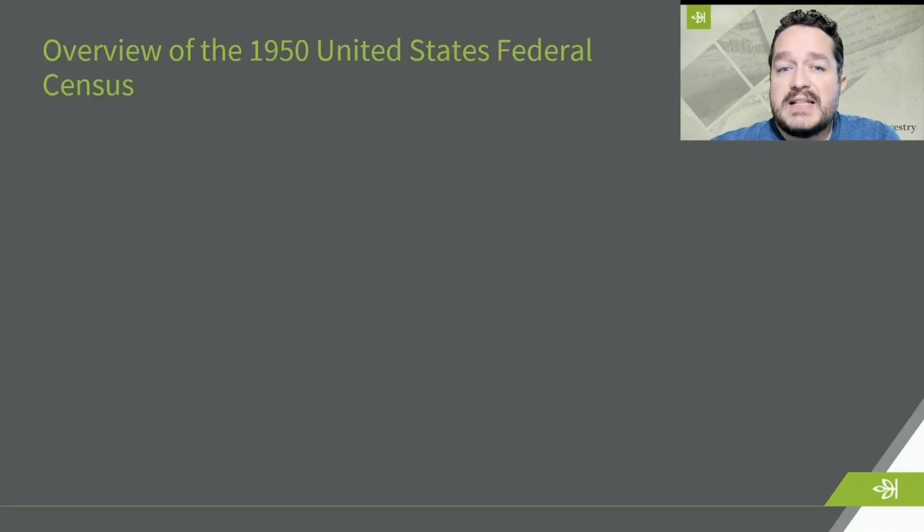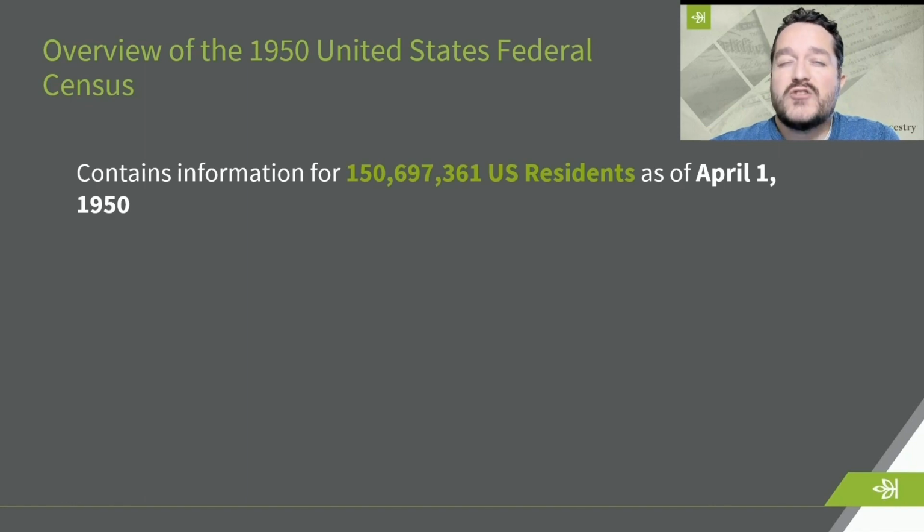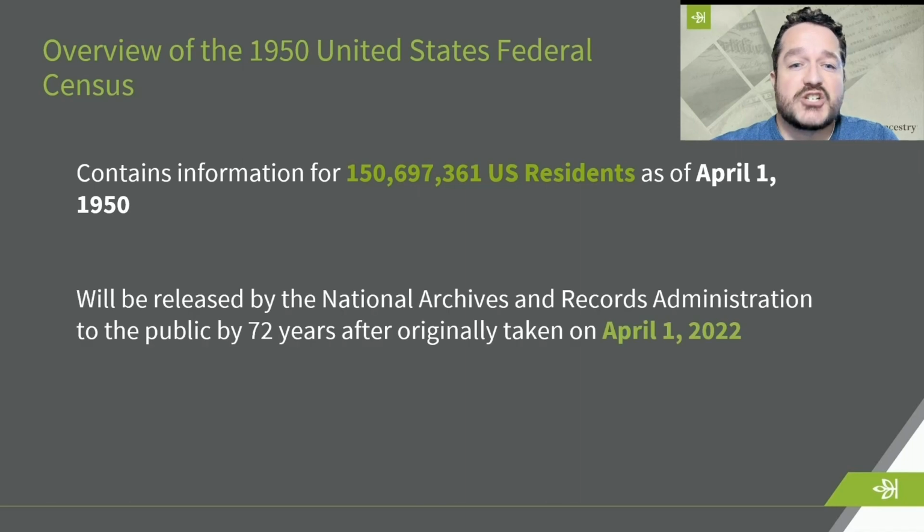In the 1950 census, there is information on 150,697,361 US residents as of April 1st, 1950. Not every person actually answered the questions on April 1st, but questions were asked as to whether people had been living on that date. Because information in the census is considered confidential under Title 13, Section 9 of the United States Code, the census data will not be available to the public until it is released by the National Archives and Records Administration 72 years after it was originally taken, which will be on April 1st, 2022.